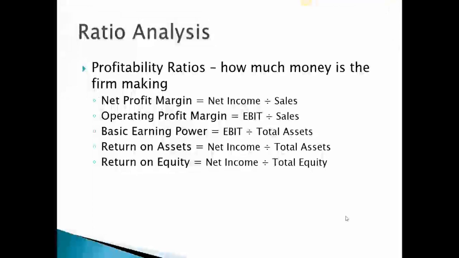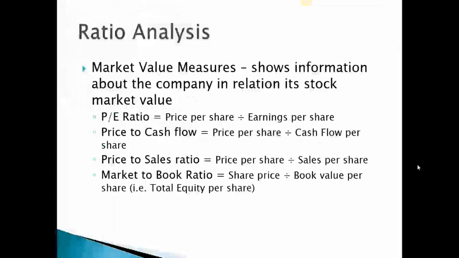And we'll keep moving on to the next set of ratios, the market value measures. These give some information about the company, in particular looking at the stock market performance. So in a sense, it's how well the stock market, the people who are buying and selling shares, like the firm and what it's doing, and it's some measure of how the firm is performing in the stock market. So we'll look at four different ones here. The PE ratio is a very simple one. It's the price per share divided by the earnings per share.